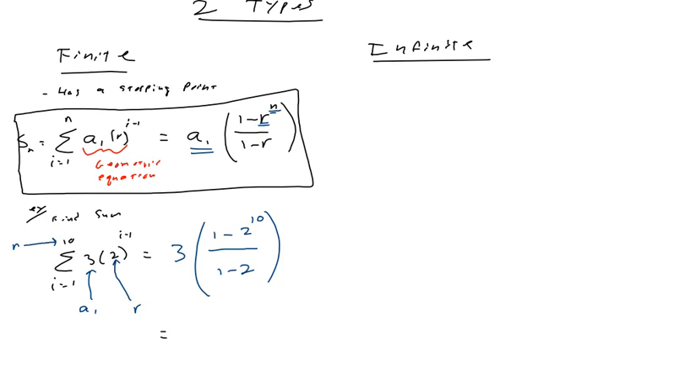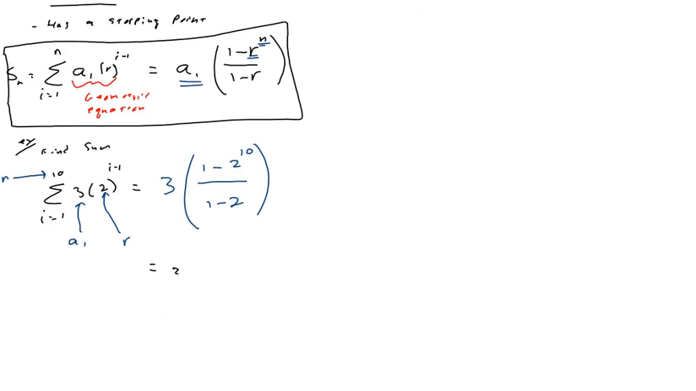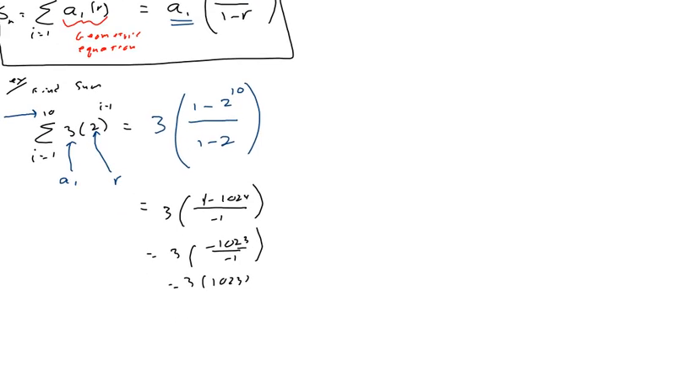So this is going to be, let's see, 3 times 1 minus 2 to the power of 10. That's a big number. 2 to the power of 10 is 1024, over 1 minus 2, which is negative 1. So 3 times 1 minus 1024 is negative 1023, over negative 1. Well, that's nice. The negatives cancel out. I have 3 times 1023, which gives me the answer, 3069.